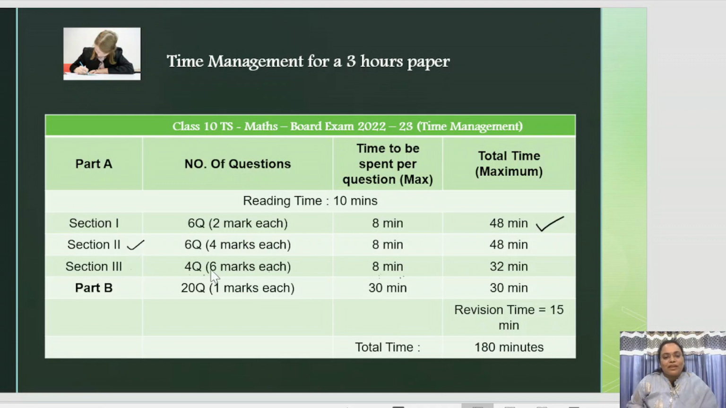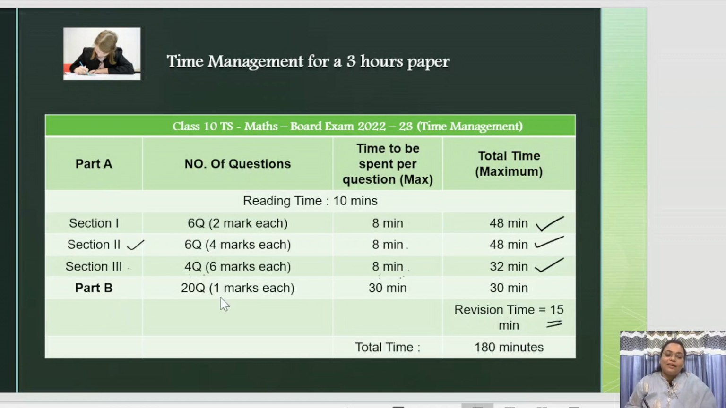Then section 2. In section 2, they have 6 questions, 4 marks each. If they take 8 minutes to solve one question, they can complete section 2 in 48 minutes. Then the next section is section 3. They have a choice in section 3 and need to answer only 4 questions, each carrying 6 marks. If they take 8 minutes to solve each problem, they can complete the section in 32 minutes. Once they complete Part A, they can take 10 to 15 minutes of revision time to recheck Part A.